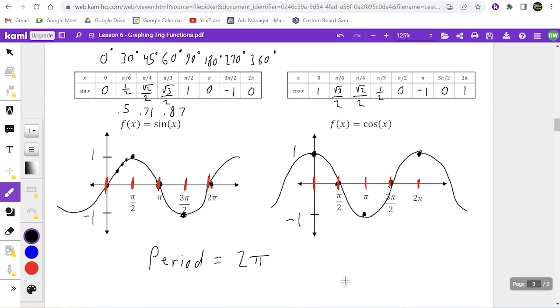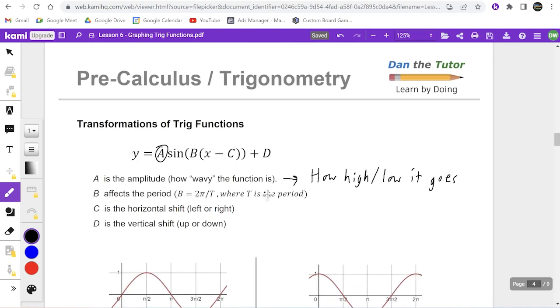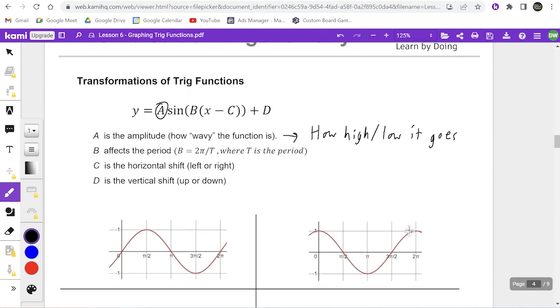Now, what does it have to do with B? Well, B has an equation to find the period. B is equal to 2 pi divided by the period. Now, you'll see in my notes that I call the period 2 pi over T, where T is the period. Why do I do that? Why am I so mean? Because typically, for these sine and cosine graphs, the x-axis is time, and the T stands for time. It also stands for period, which I'll admit is kind of confusing, but it's the same thing. Time is period, and it's one lap. So we'll look at some examples on how to do that.